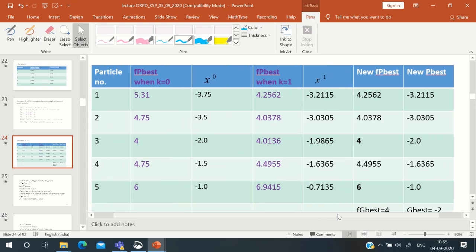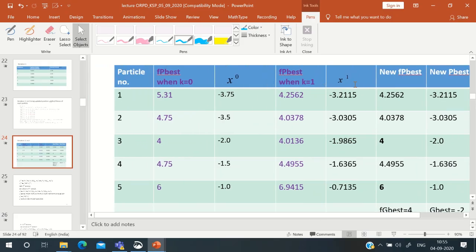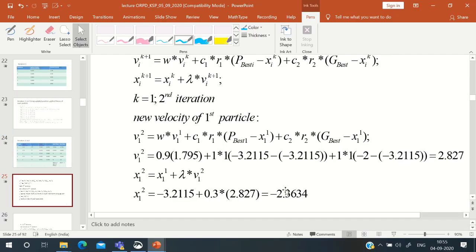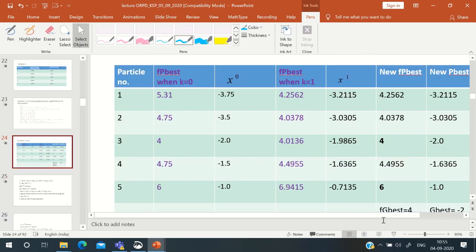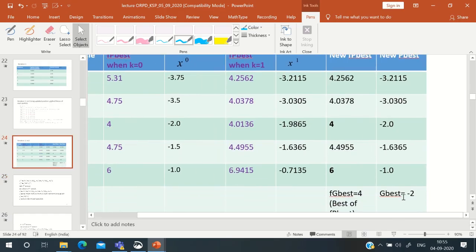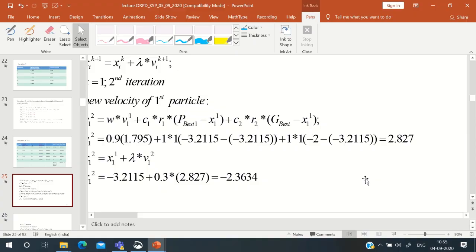X1 means the current position of the particle, it is -3.2115, right? Plus c2 r2 1, G-best is -2. We have obtained this, G-best is -2, right? Minus current position of the first particle. So this term and this term are the same, so it is 2.827.